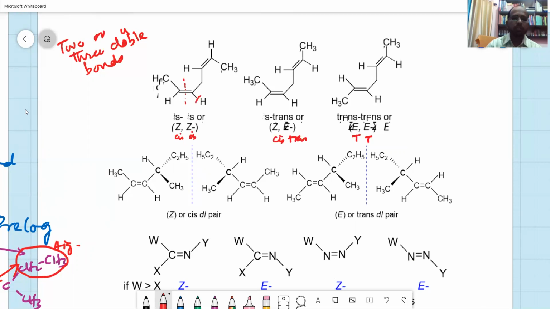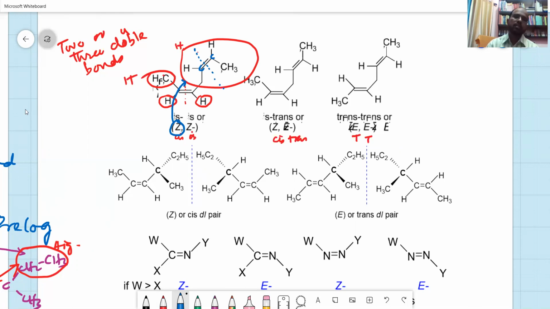So you have a lighter group here and a lighter group here. This is CF3, a heavier group, and this entire thing is a heavier group there. Okay, so both the heavier groups are on the same side. Therefore, it is given as this Z. Okay, and you take this C, draw a line like this, cross this. You see a light group here and a light group here. This is a heavier group, and this one is a heavier group. So both the heavier groups give rise to Z or cis isomer.